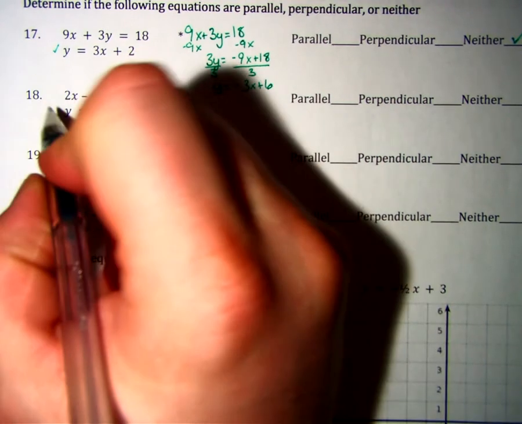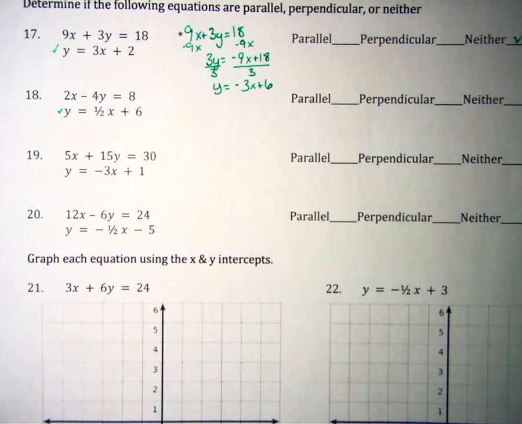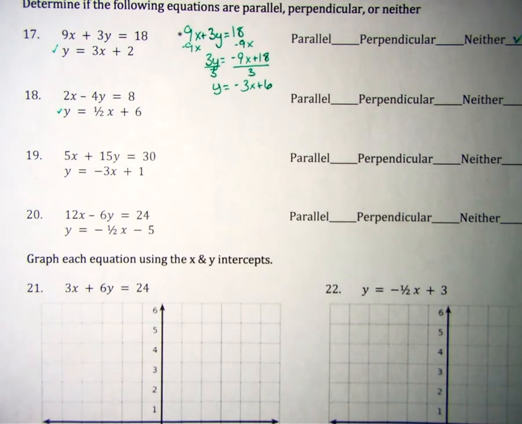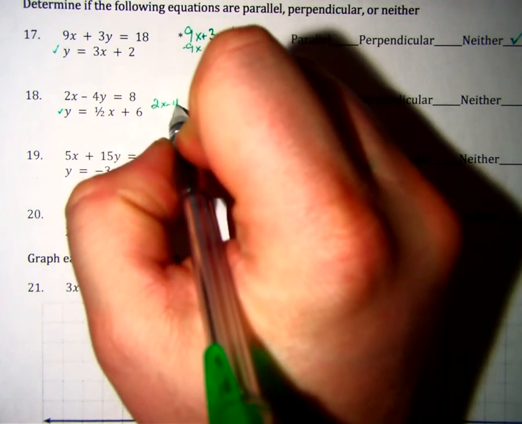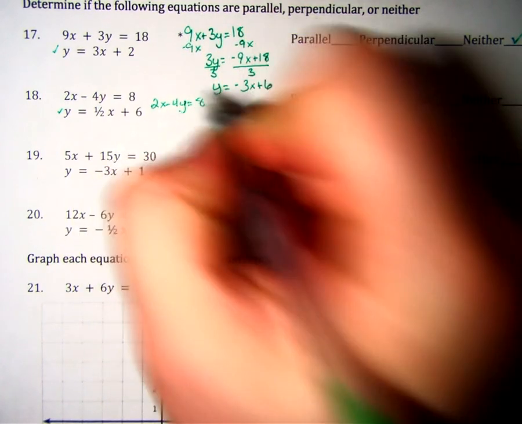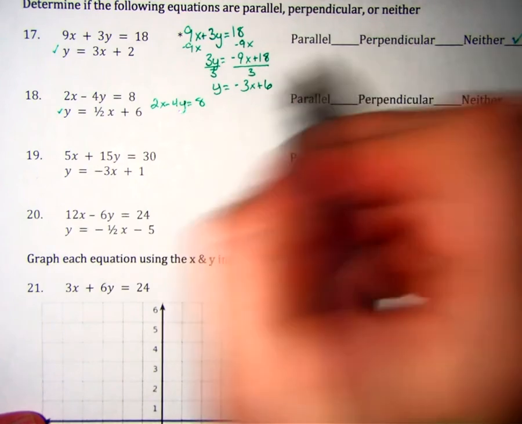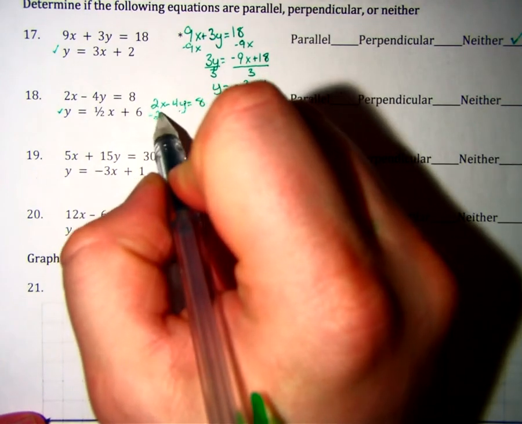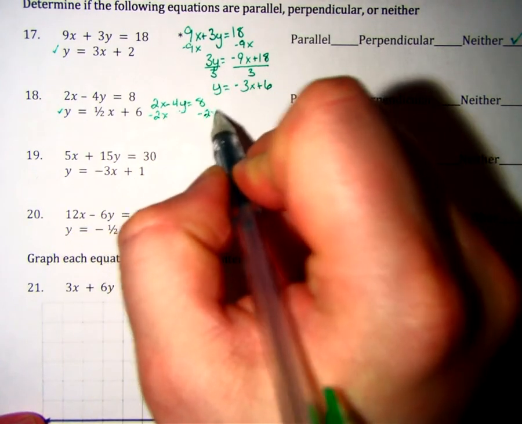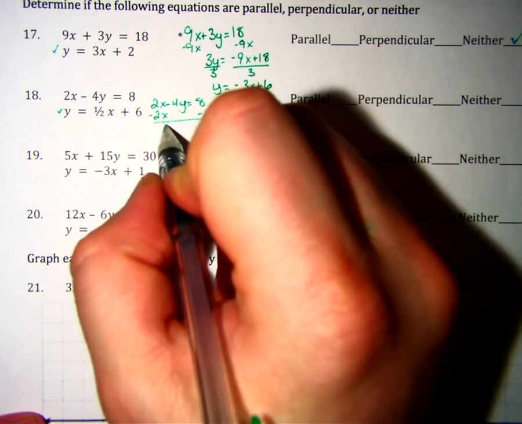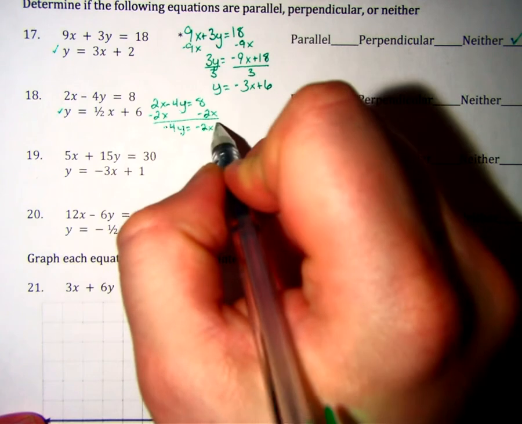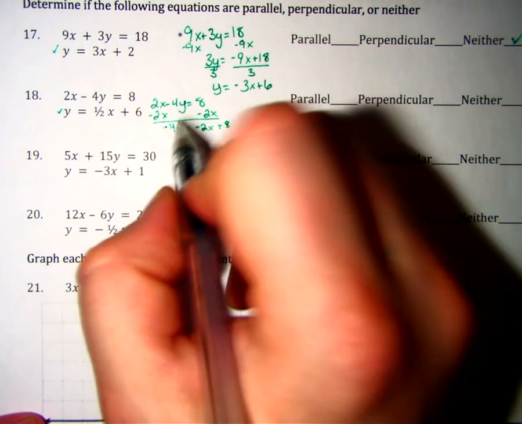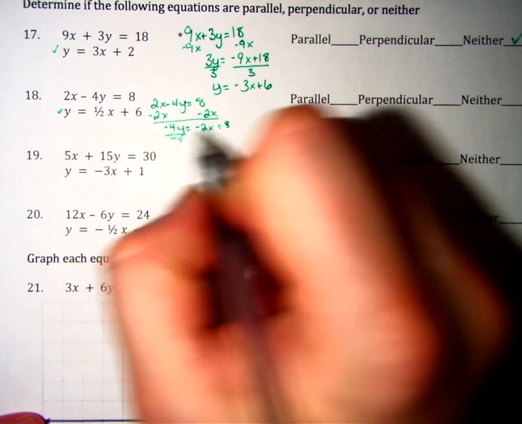Problem number 18. Again, I have one equation already in slope-intercept form, so we're just going to work with the other one. 2x minus 4y equals 8, where we'll subtract 2x from both sides. Negative 4y is equal to negative 2x plus 8, and we'll divide both sides by negative 4.